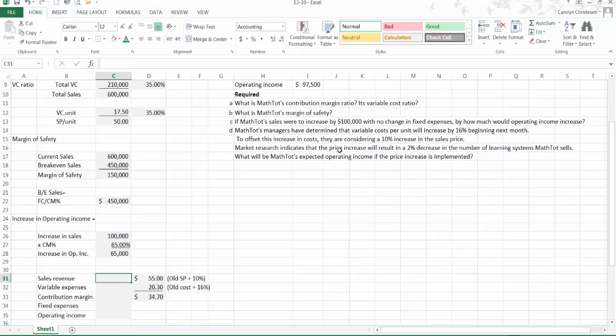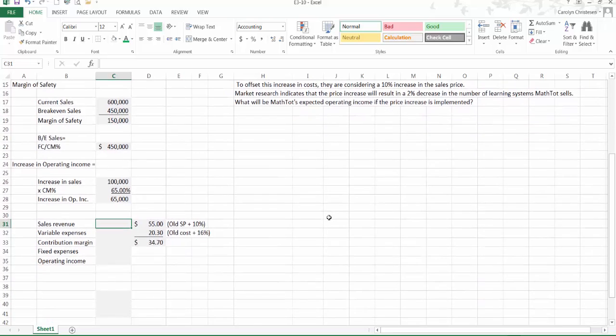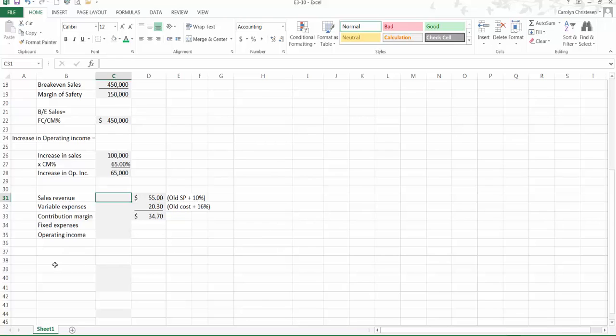Finally, market research indicates that the price increase will result in a 2% decrease in the number of learning systems MathTOT sells. So that means we need to figure out how many units we're going to sell in the new situation. So we have a 2% decrease in volume. The number of units we're currently selling is what we need to figure out. How many units are we currently selling? We're going to take our sales and divide them by the selling price per unit, and that will give us the units we are currently selling.